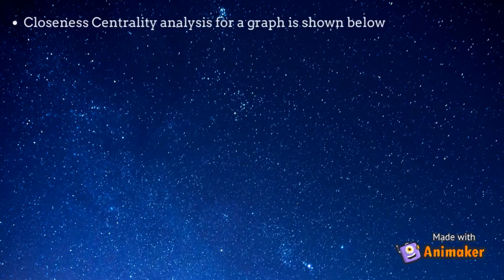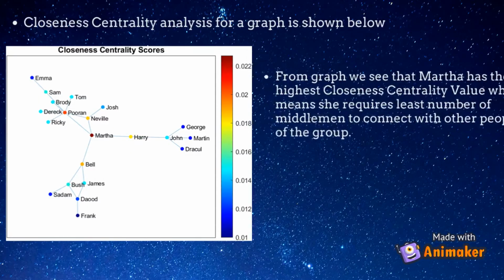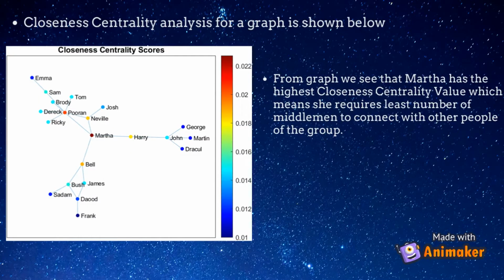Closeness centrality analysis for a graph is shown below. From the graph we see that Martha has the highest closeness centrality value, which means she requires the least number of middlemen to connect with other people of the group.